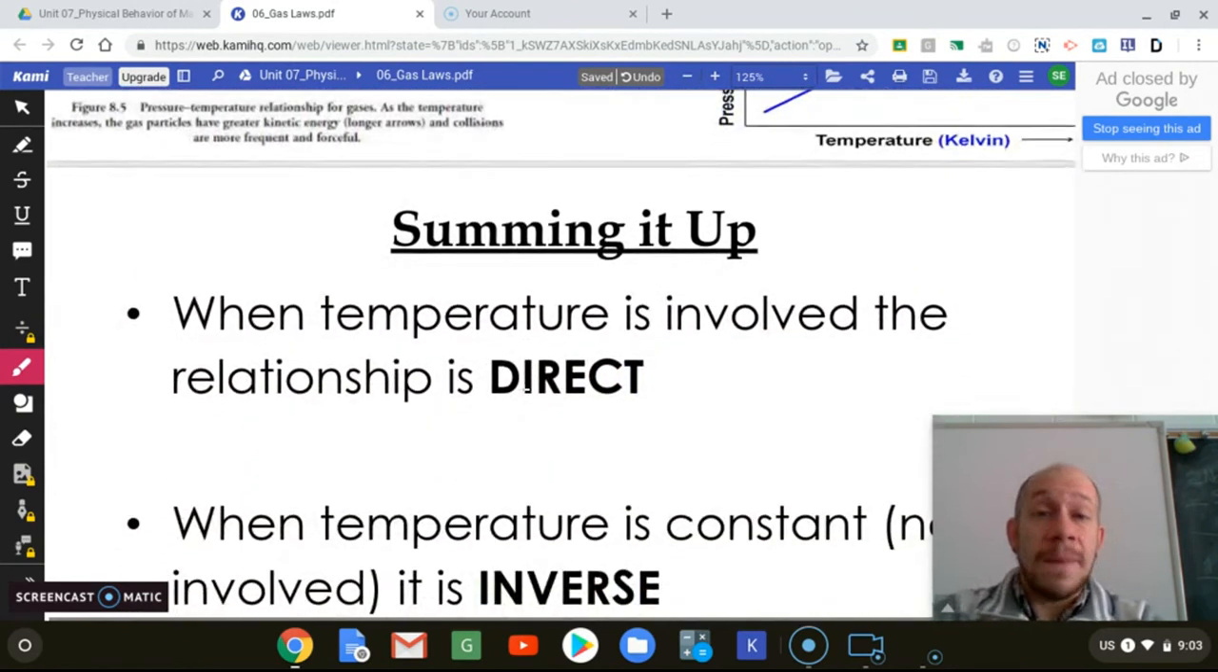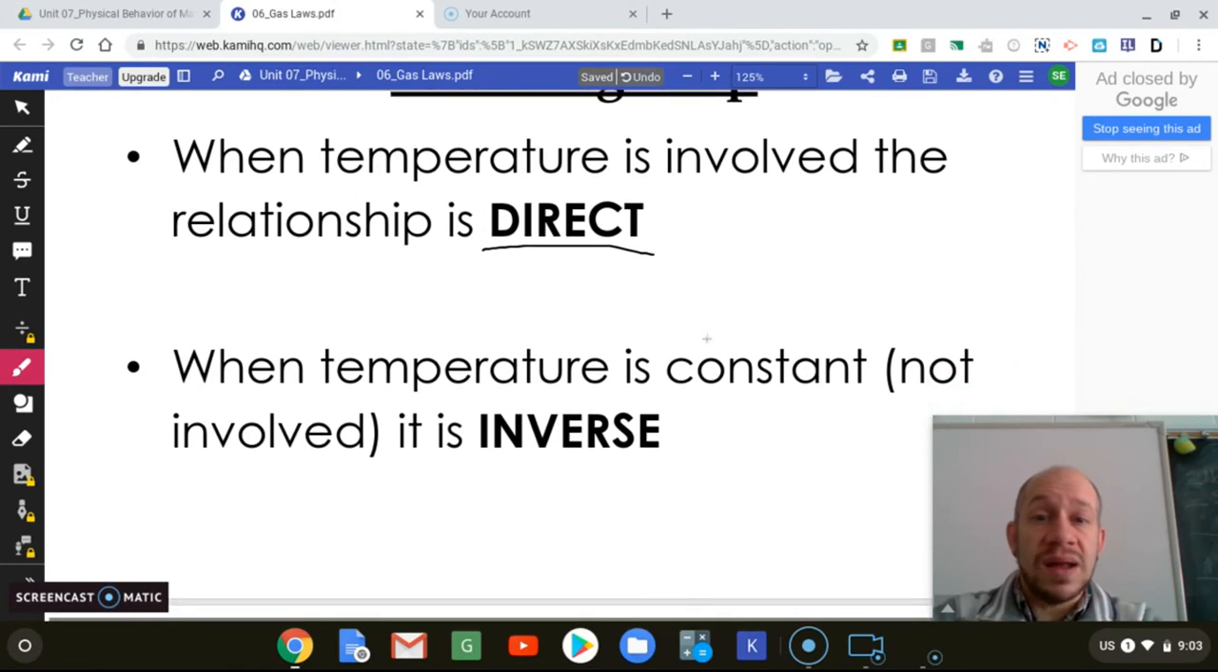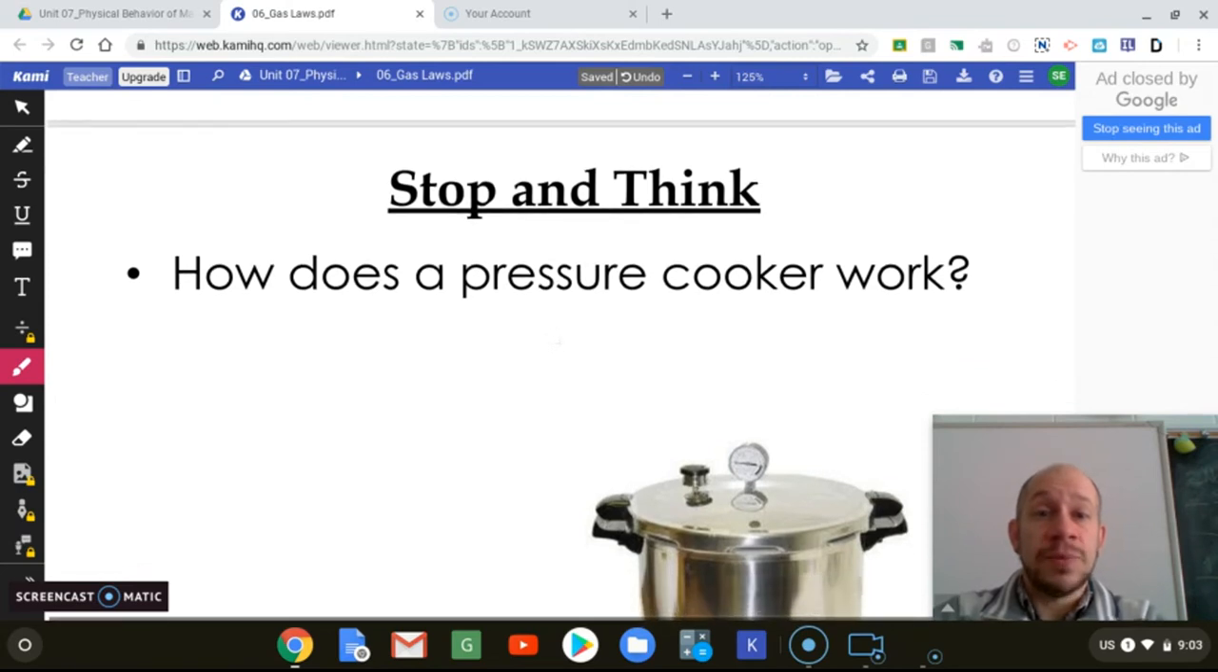So sum it up. Here's a quick way to remember it. When temperature is involved, the relationship is direct. When temperature is constant, so it's not involved, it is inverse. And that sums up those 3 different gas laws. So stop and think, how does a pressure cooker work?